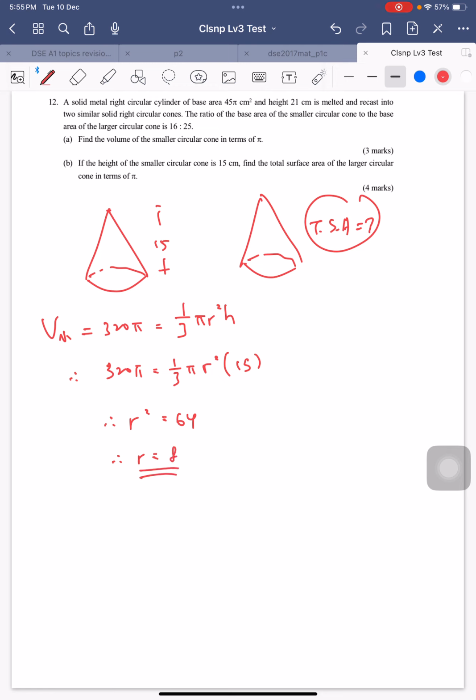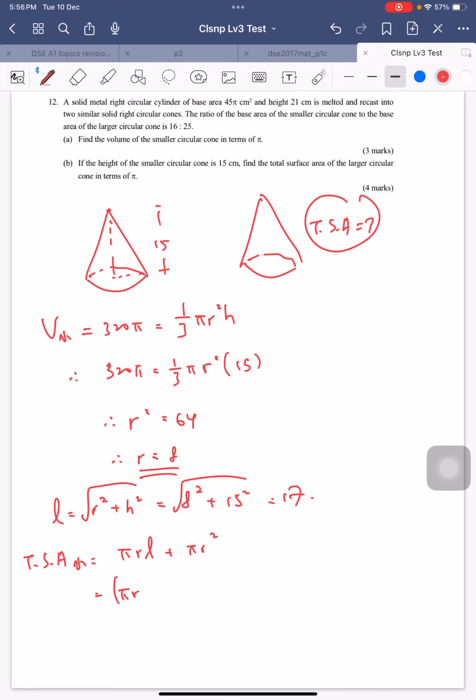Now, as we have the radius and the height, we can find the slant height. L is equal to the square root of r squared plus h squared, giving you the square root of 8 squared plus 15 squared. So the answer is going to be 17. Now the total surface area of the small one is equal to pi r l plus pi r squared. Replacing r with 8, pi times 8 times L, which is 17, plus pi times 8 squared. So the final answer is 200 pi.